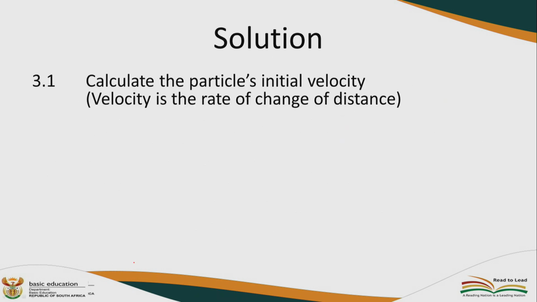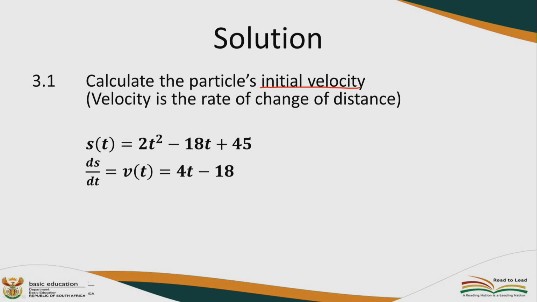Now we are asked to calculate the particle's initial velocity. So we have an expression for this distance, which is s of t equal to t squared minus 18t plus 45. Now we need an expression for velocity so that we can calculate the initial velocity. But we know that the derivative of distance will give us the velocity. So we are then going to take ds dt.